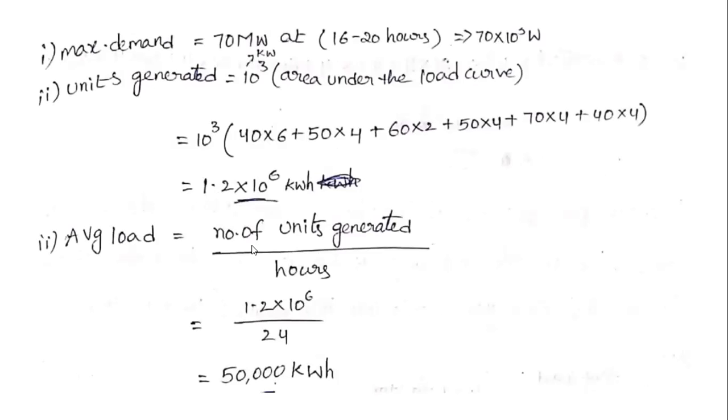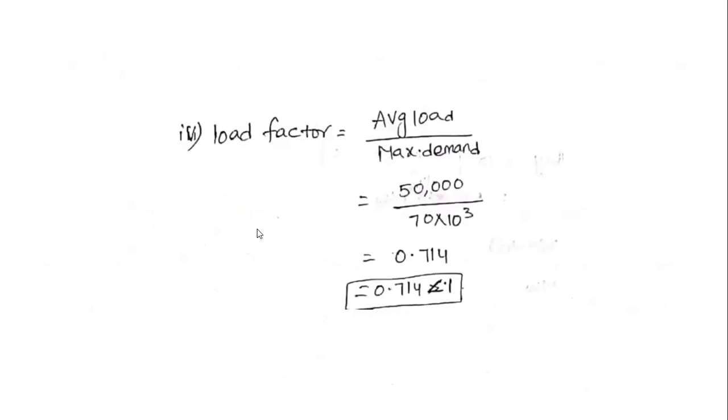Therefore, we are calculating the average load. What is the formula for average load? The number of units generated by hours. What is the number of units generated? 1.2 into 10 power 6, and the number of hours is 24.